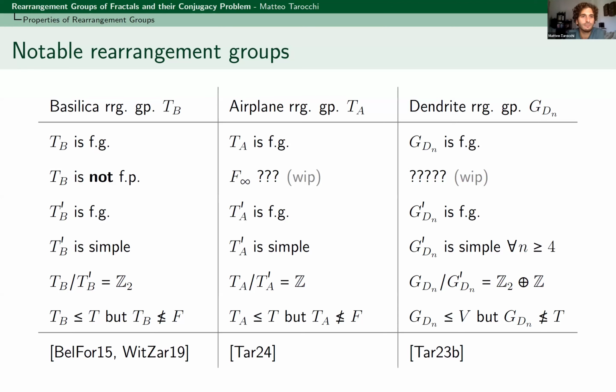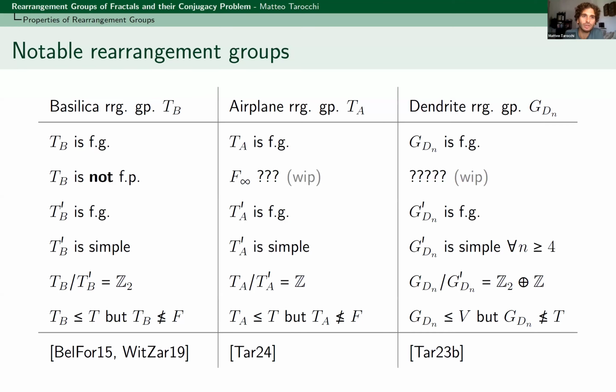As for the third, fourth, and fifth rows of this table, this is telling you that we know a lot about the commutator subgroups. We know that these are finitely generated. They are simple, maybe except for the dendrite over the 3, but let's forget about that. In that case, there is a dynamical argument that doesn't seem to apply. We don't know what happens there, but this is just one group in that infinite family. So in general, it seems that the commutator subgroups of these groups are very often simple. And the abelianization has been computed. It is finite for the Basilica, and it is infinite in the other cases.